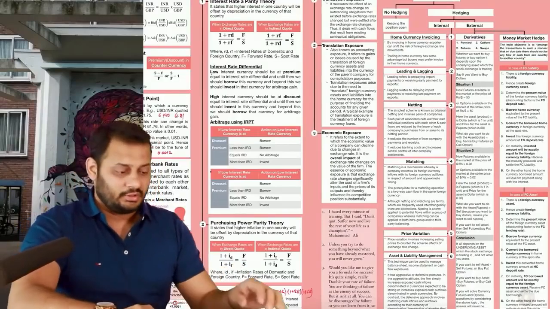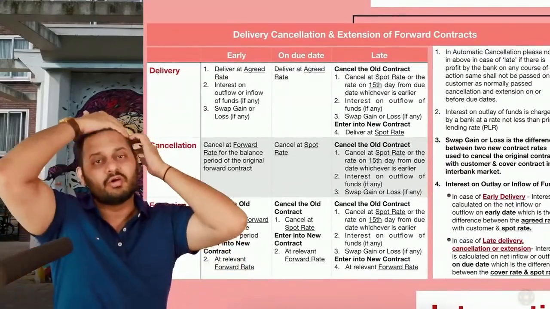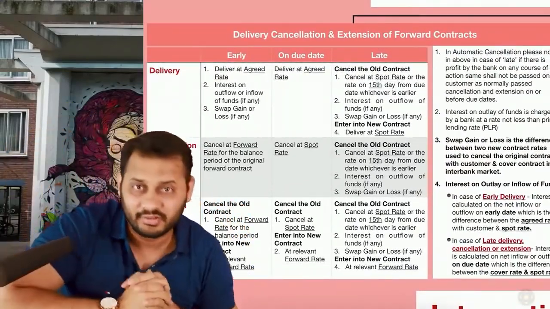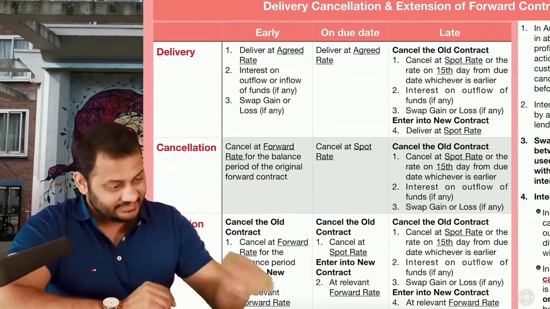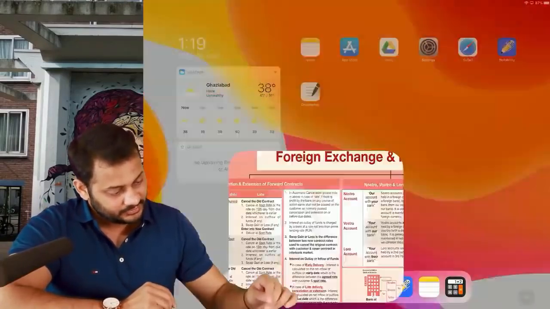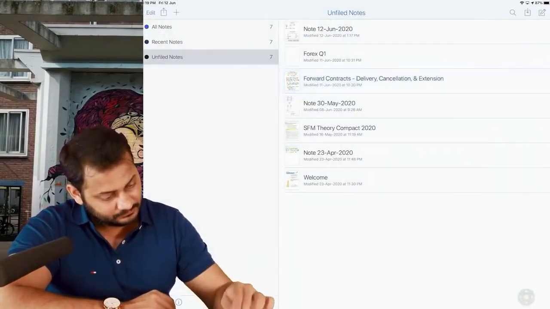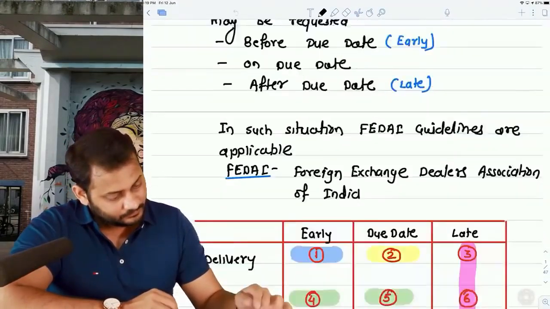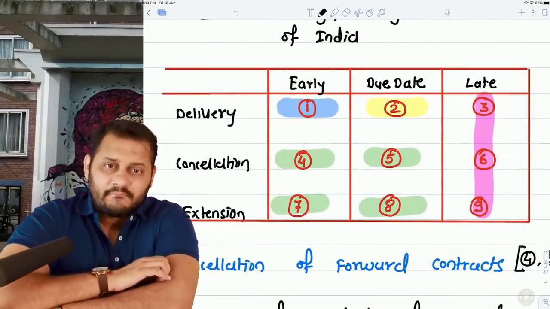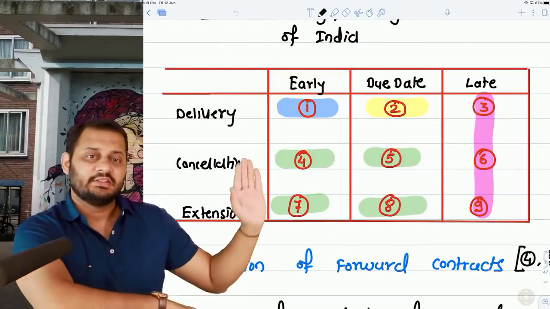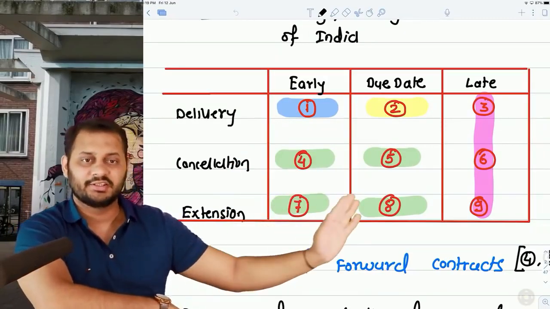hedging, and the last part is delivery, cancellation, and extension of forward contracts. There are a few things that you have to remember in this. There are 9 steps. Let's go to our notes in this case. You remember there are 9 different situations. The easiest ones are early cancellation, cancellation on due date, early extension, and extension on due date.